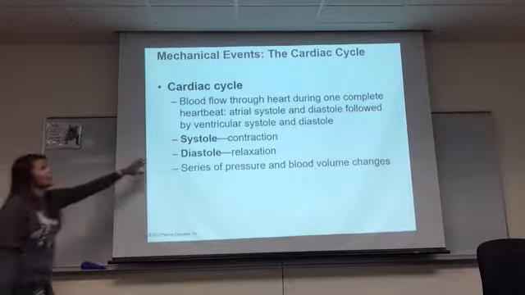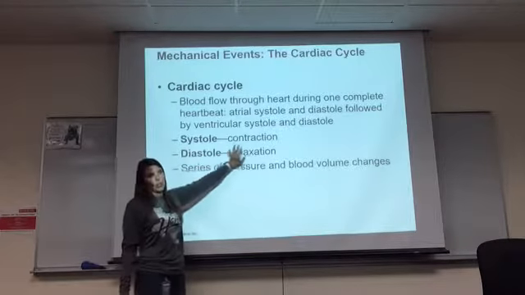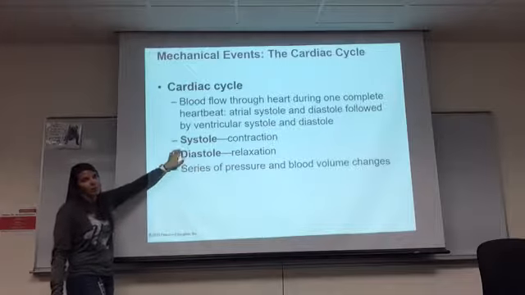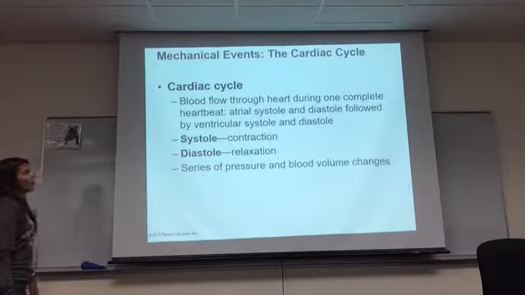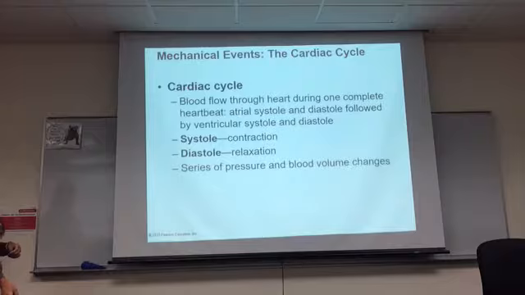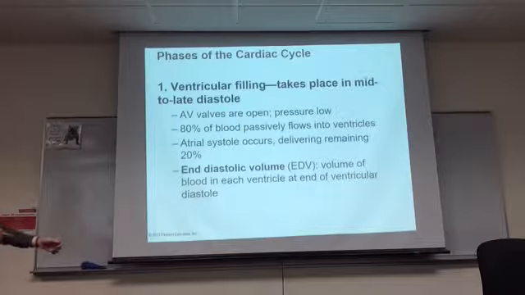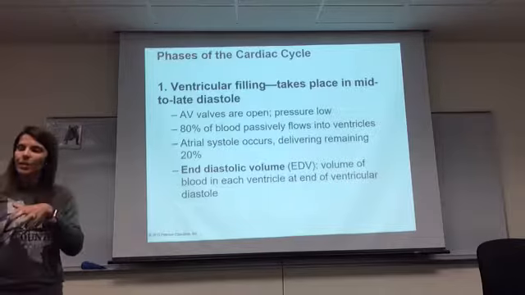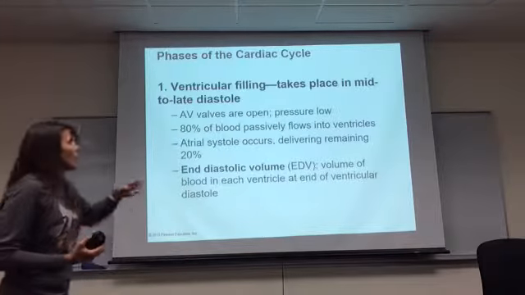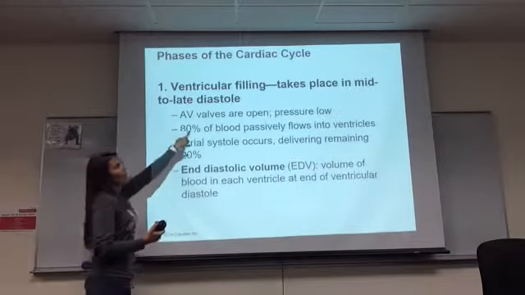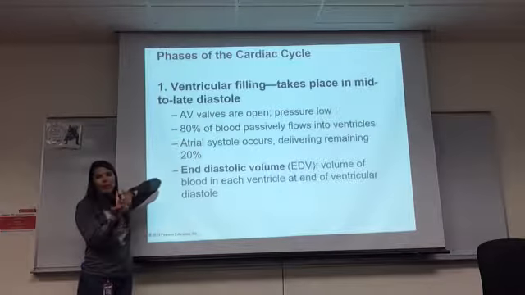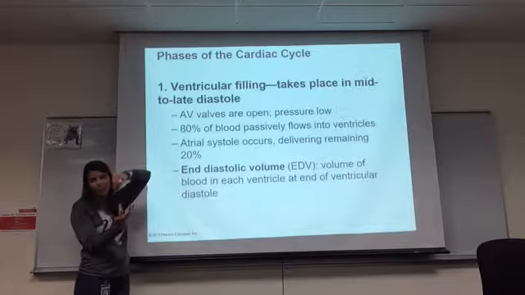Systole is a contraction, diastole is a relaxation. So systolic over diastolic. Systole, diastole for your cardiac cycle. Okay? This right here is going to walk you through what needs to take place as blood is flowing through the heart. So for the ventricles to fill, the atria have to be contracting. Does that make sense?